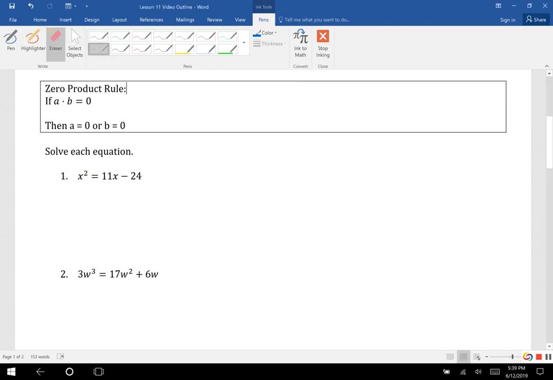In this lesson, we'll be talking about how we can use factoring to solve equations, which we've actually done a little bit of in the past, but we're going to be a little bit more thorough now.